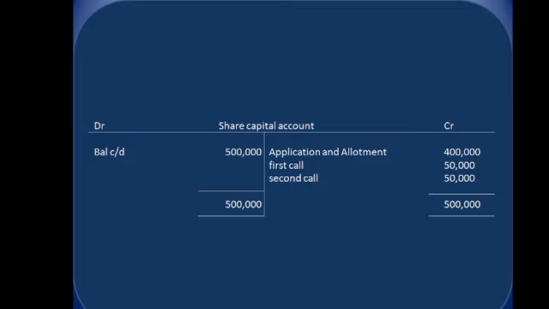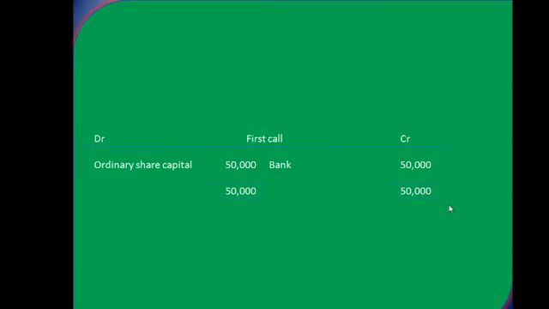The first, application and allotment, we got 400,000 from the account we prepared for application and allotment. I hope you remember. Then the next one is our first call. Our first call we got 50,000 naira. Then our second call will have 50,000 naira. Adding them up, you will still get the total figure of the authorized share capital, which is 500,000. In order to balance the account, on the other side of the share capital, this is the capital account, balance c/d. In order to balance the two sides, bring 500,000. Then you bring it down, 500,000 total, 500,000 total. That is the end for the share capital account.